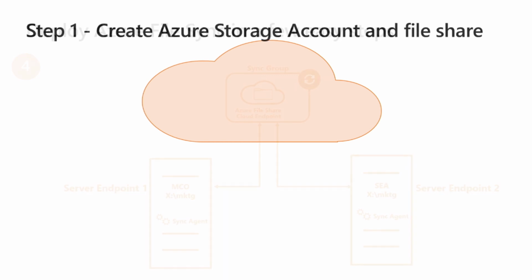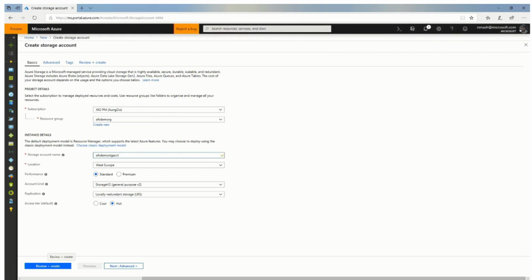So let's go a little bit and look at it in real action. Step number 1 is creating a storage account and creating a file share. So we'll first create a storage account. It's a simple step, actually just a single step, where you just put in the name of the storage account and the resource group and just hit create. The second step is creating a file share.